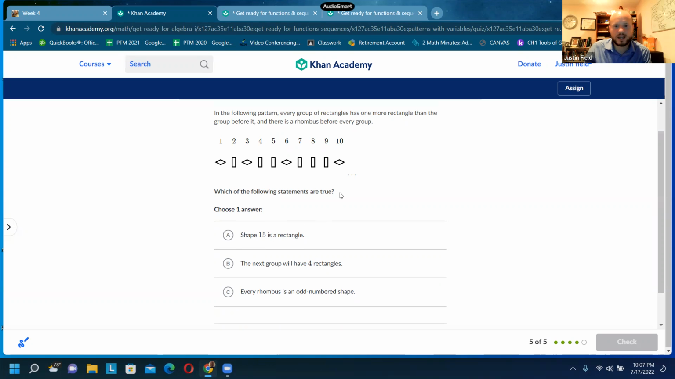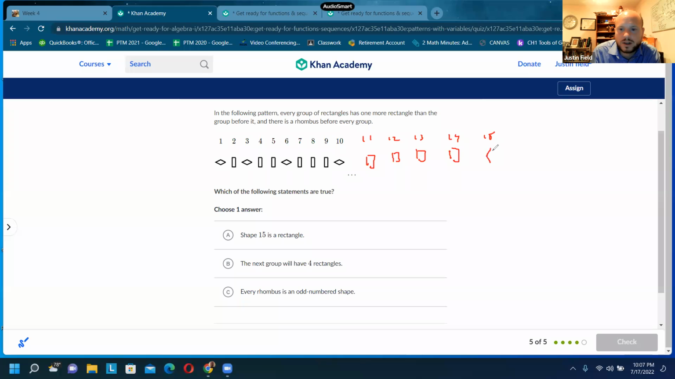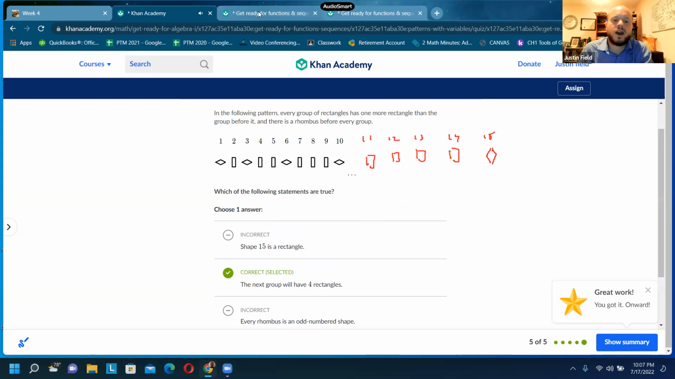I'm just going to extend the pattern out to see that one, because 15 is not that much larger. So 11, 12, 13, 14, 15. So now we're going to do 4 rectangles and then a rhombus, right? And so shape number 15 is not a rectangle. The next group will have 4 rectangles, yes. Every rhombus is an odd numbered shape. No, 10 is not odd. 6 is not odd.